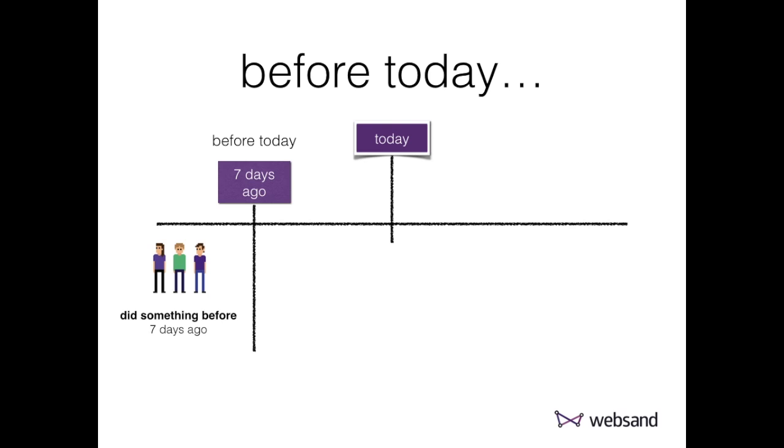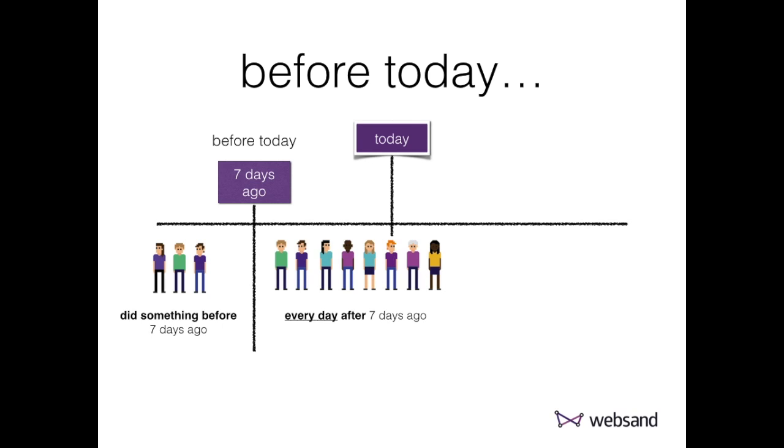Now we can also look to the right of that line and look at that gap between 7 days ago and today. So in this case, we're looking at every day after 7 days ago. That's going to pick up people that meet that criteria, but it's also going to pick people up if that date is in the future. It's going to pick those up as well, so that's just something to be aware of.